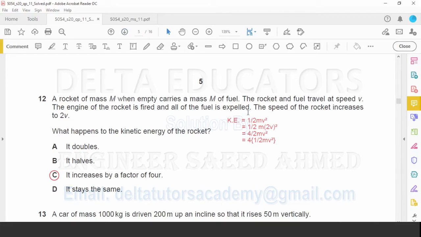Kinetic energy is given as half mv squared. Now it is given here velocity is doubled. Double means before the velocity was v, now the velocity is 2v. Now by solving this one, we get 4 over 2 mv squared. And this thing also we can write as 4 times half mv squared. This half mv squared is initial kinetic energy. Now here we are looking that this new kinetic energy is 4 times the initial kinetic energy. So we can say it will be increased by a factor of 4. So here correct option is option C.